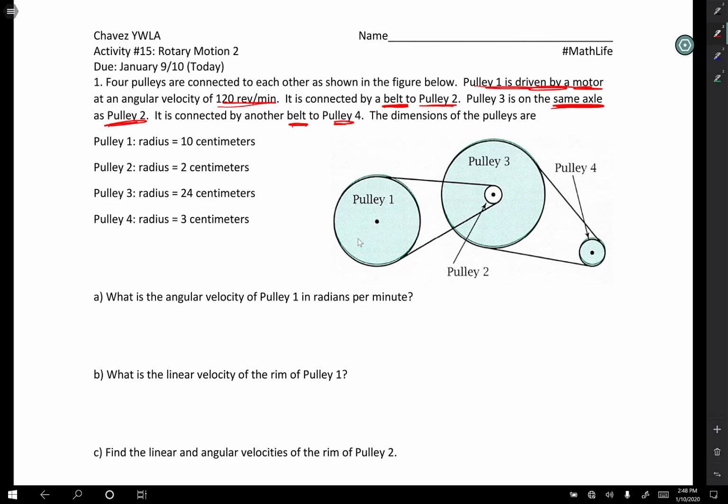Does everyone agree? Yes. All right, now let's look at pulley 2 and pulley 3. Pulley 2 and 3, according to the literature, says same axle. So that means pulley 2 and pulley 3 have the same what? Angular. Write that somewhere. Pulley 2 and pulley 3 have same angular. Now look at pulley 3 and pulley 4. They're connected by a what? By a belt. So pulley 3 and pulley 4 have the same what? Linear. Does that make sense to you guys?